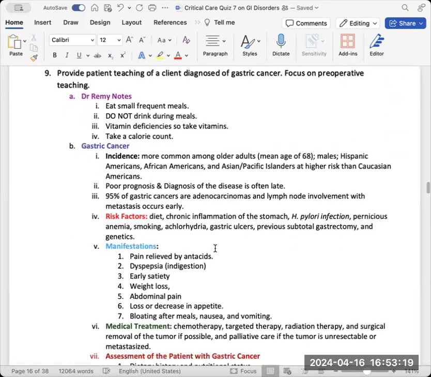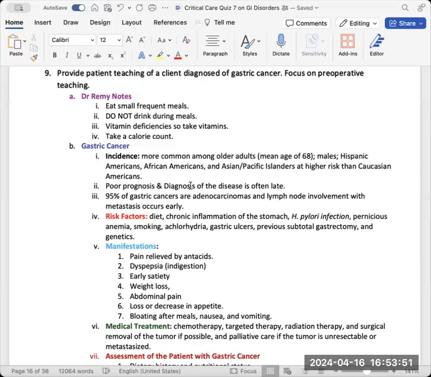Okay. Then last question is provide patient teaching of a client diagnosed with gastric cancer and focus on preoperative teaching. So, gastric cancer, just like almost all the GI disorders, right? It can be caused by things like smoking too much, not having enough hydrochloric acid or achlorhydria, gastric ulcers, could be due to a previous subtotal gastrectomy, diet, H. pylori, all the stuff that we kind of talked about before, right?